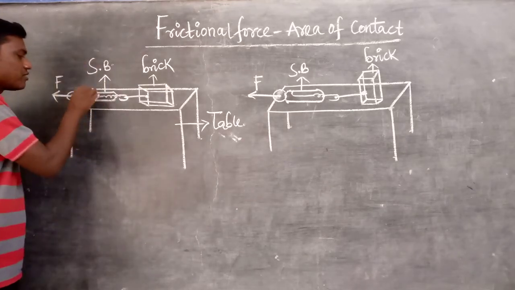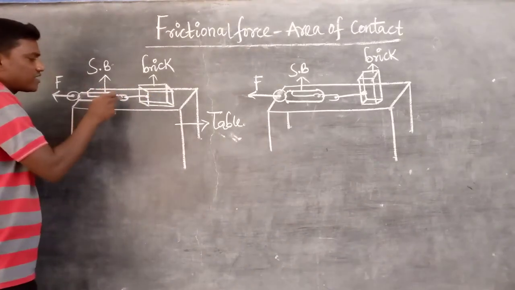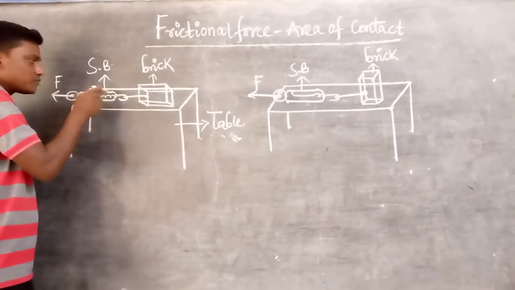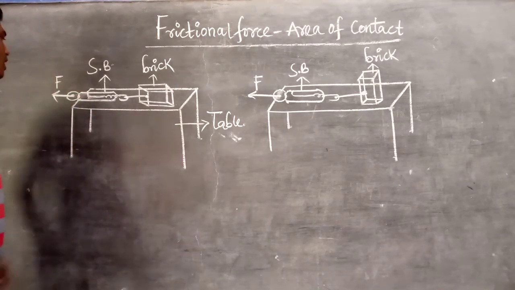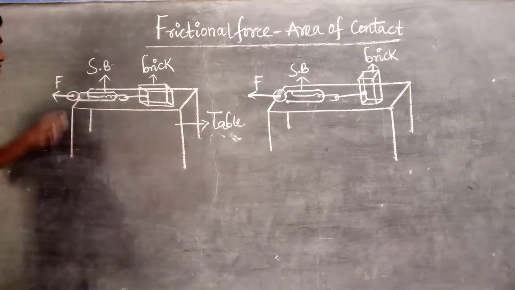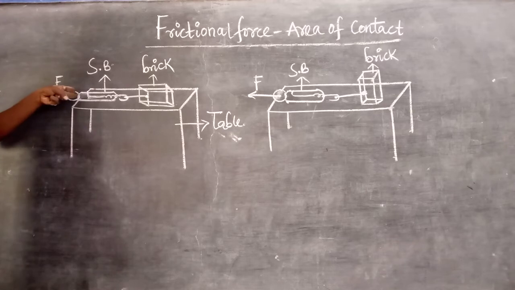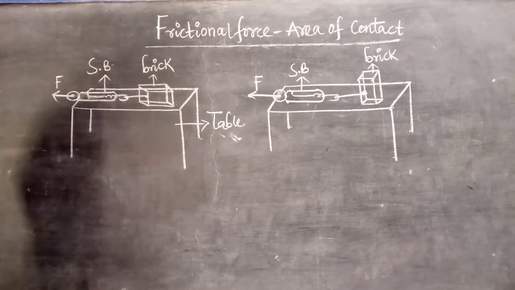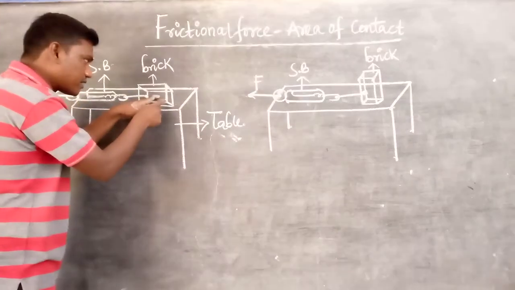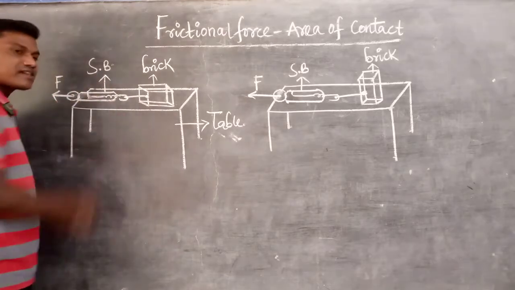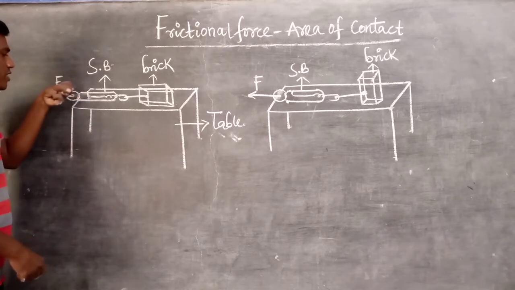After the brick is placed on the horizontal surface of the table, the brick is connected to one end of the spring balance. In the spring balance, the pointer shows 0 Newton. Now, the other end, the circular ring of the spring balance, you hold in your fingers and slowly try to pull the brick through the spring balance, because you are not applying force directly on the brick. Between the brick and you, the spring balance is connected.